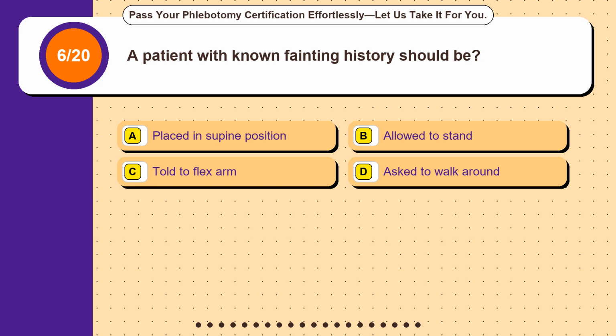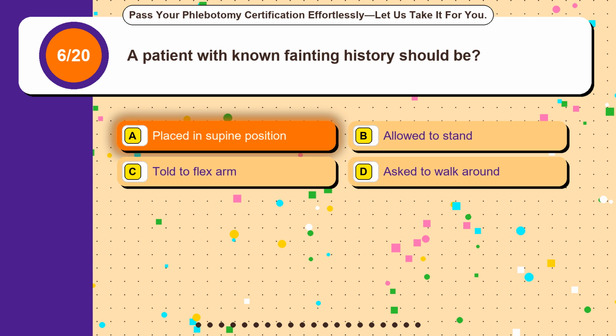Question 6. A patient with known fainting history should be: Option A, placed in supine position. Option B, allowed to stand. Option C, told to flex arm. Option D, asked to walk around. The correct answer is option A, placed in supine position.